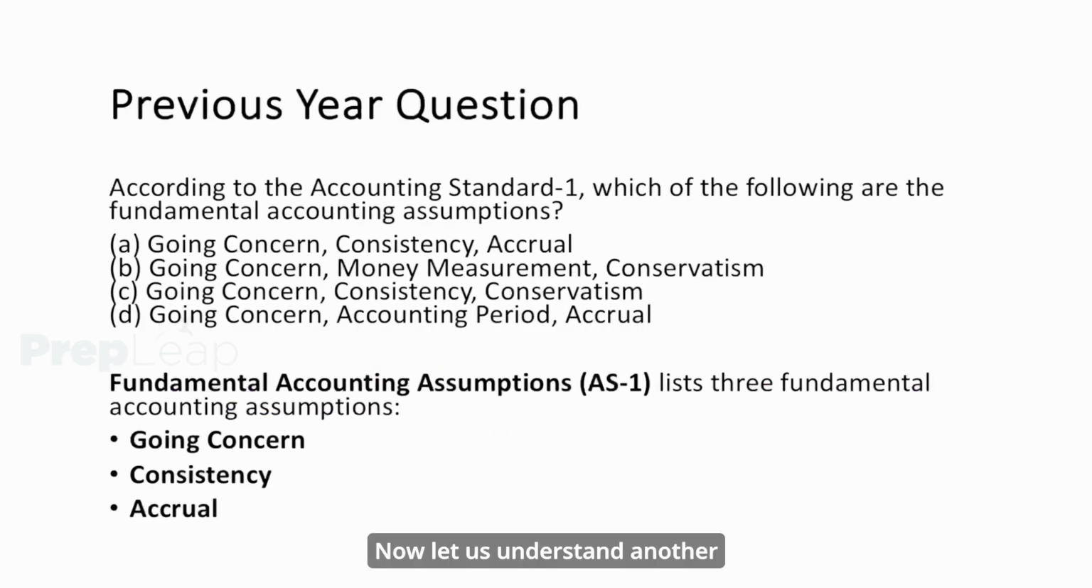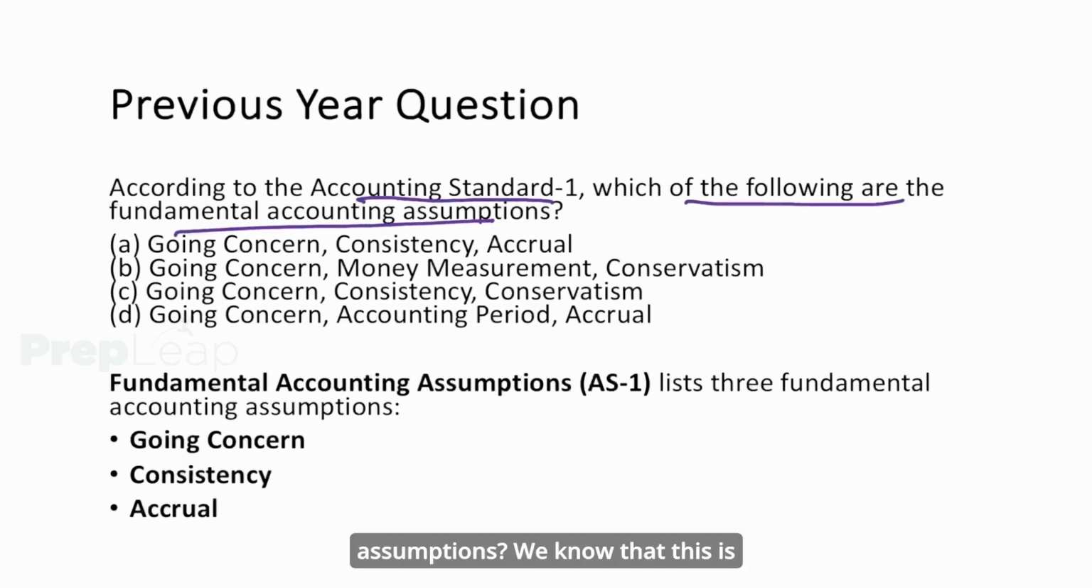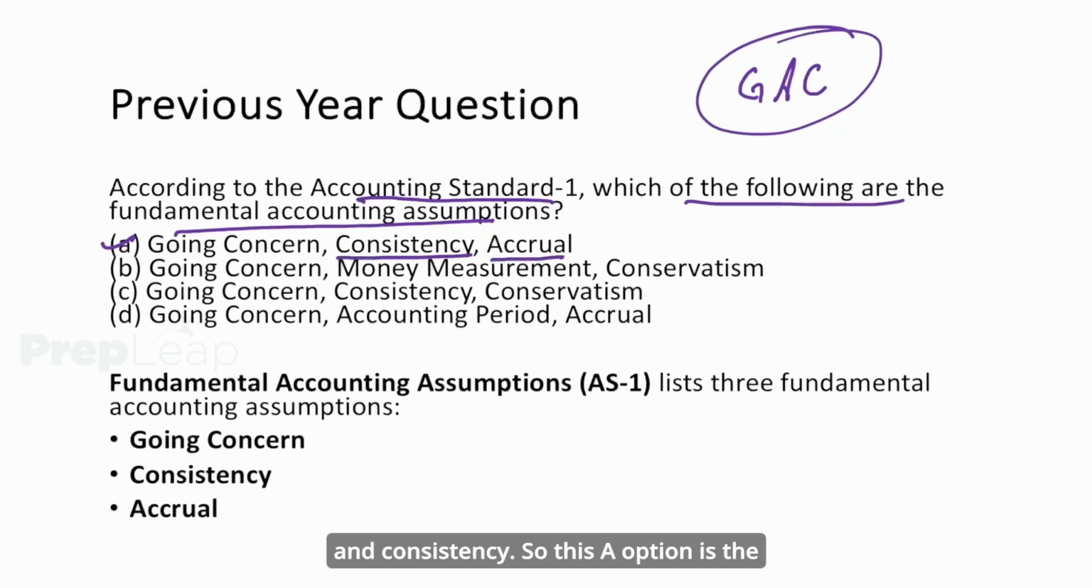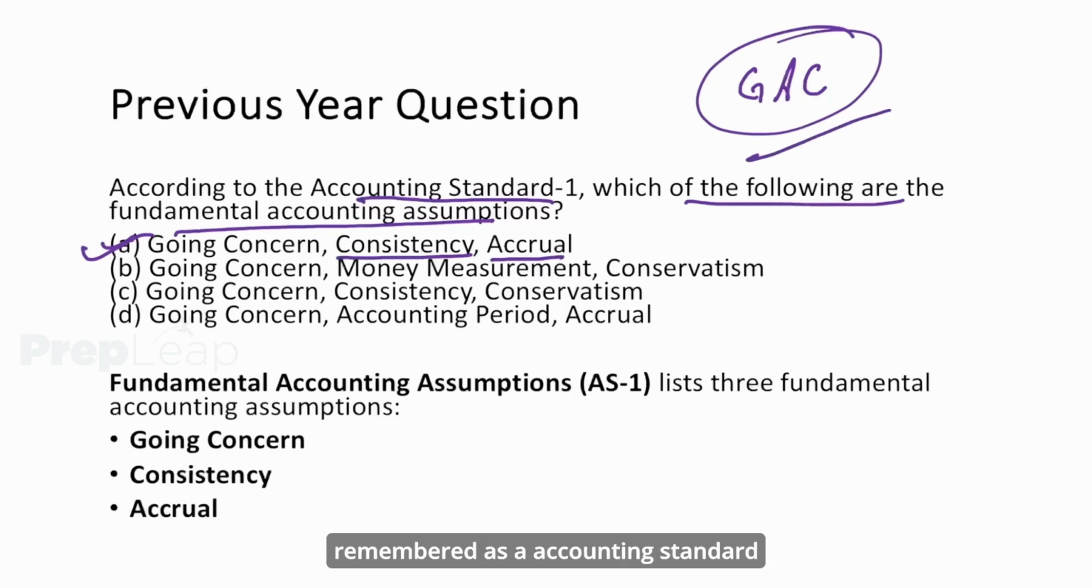Now let us understand another. According to Accounting Standard 1, which of the following are fundamental accounting assumptions? We know that this is GAC. We learned that. There is going concern, yes. Accrual and consistency. So this option A is the right answer. Going concern, consistency and accrual, GAC, can be remembered for Accounting Standard 1.